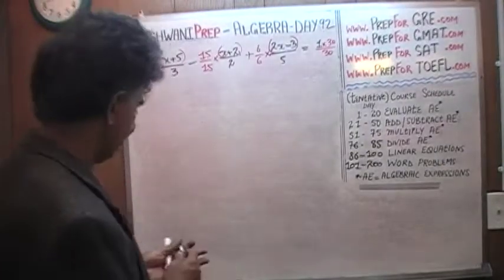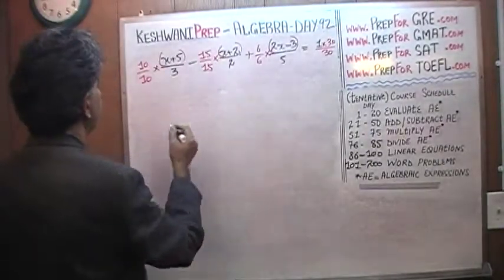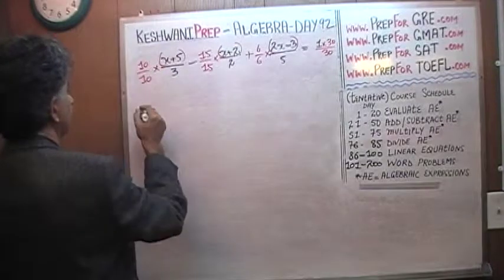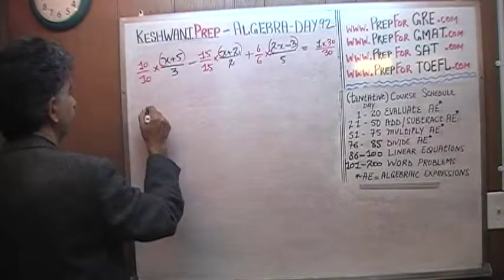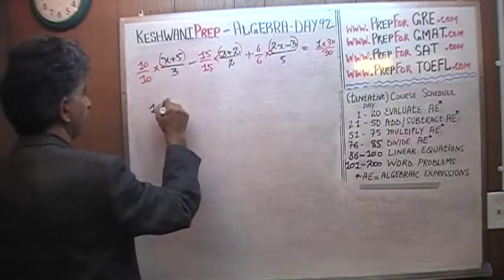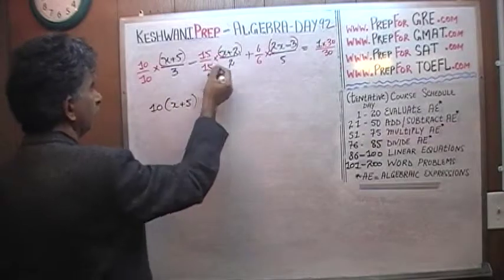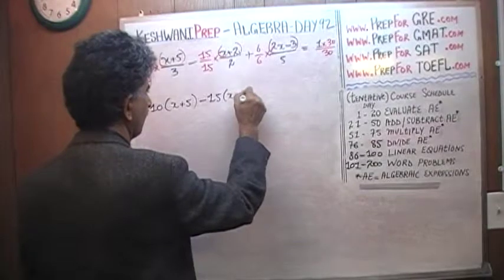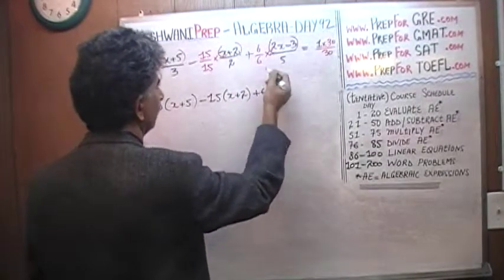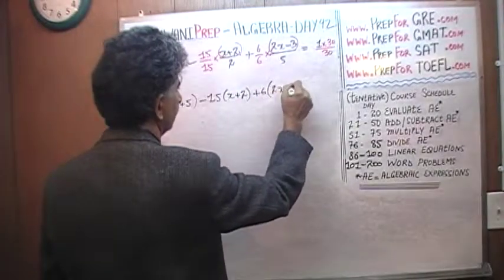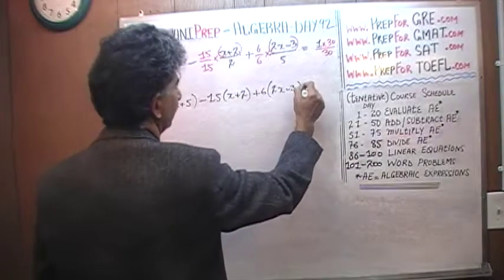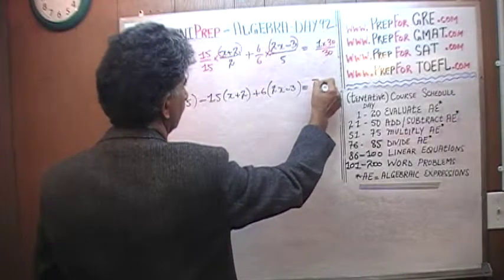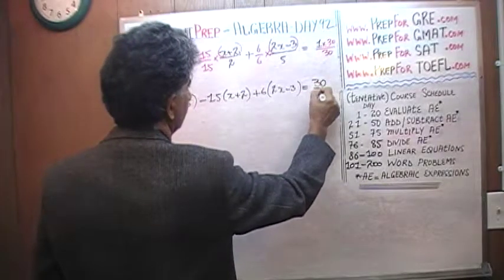So we're going to ignore the bottom part here. They are all 30. We just have to worry about the top part. Let's see. Here we have 10 times (x plus 5). Then we have negative 15 times (x plus 2). Then we have positive 6 times (2x minus 3). And we are told that whole thing equals 30 over 30.